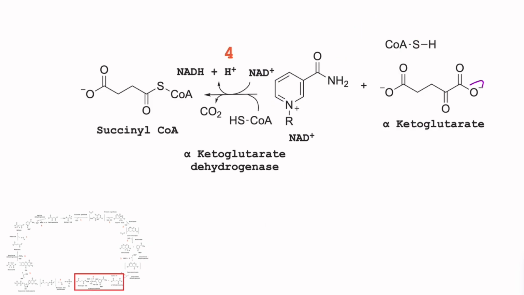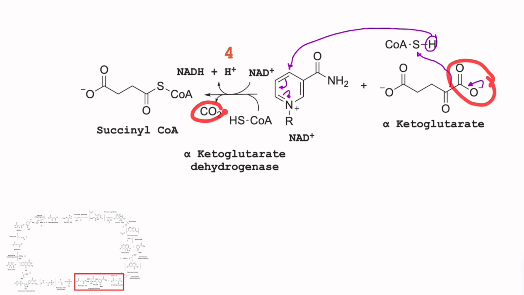In step 4, another oxidative decarboxylation reaction occurs. A CO2 is released, and a new bond forms between the alpha-ketoglutarate and the coenzyme A, and the hydrogen reduces NAD+ to NADH. In this step, a CO2 is released, coenzyme A is bonded to the former alpha-ketoglutarate to form succinyl-CoA, and an NAD+ is reduced to NADH.